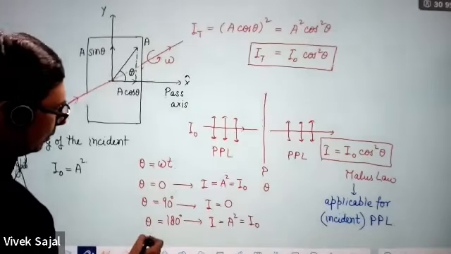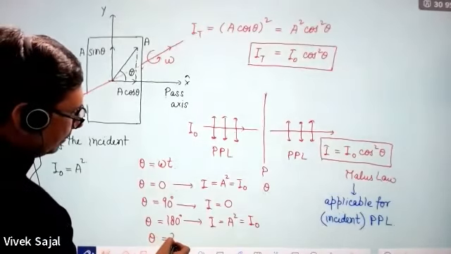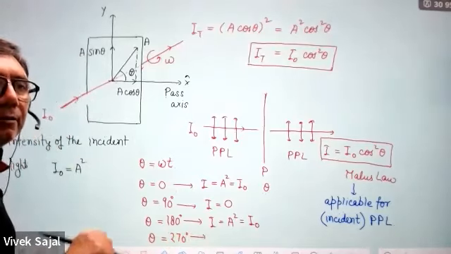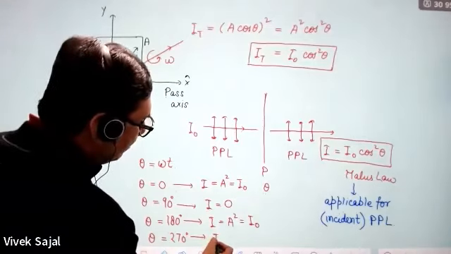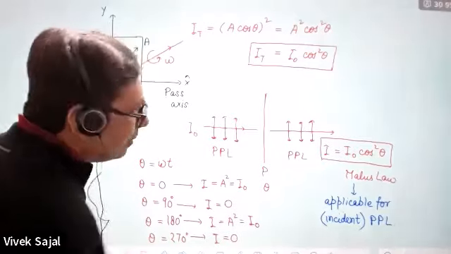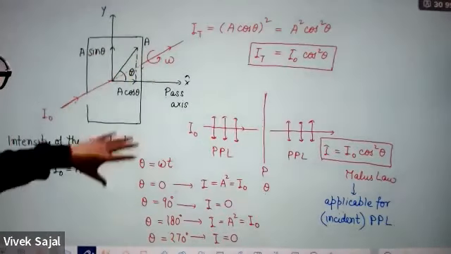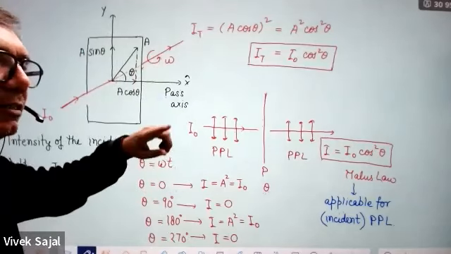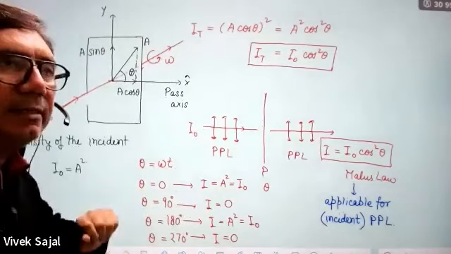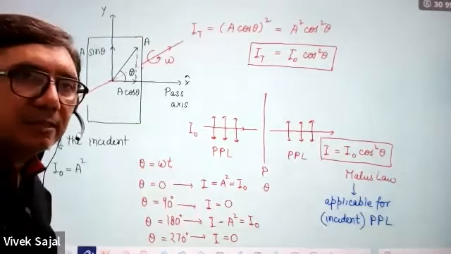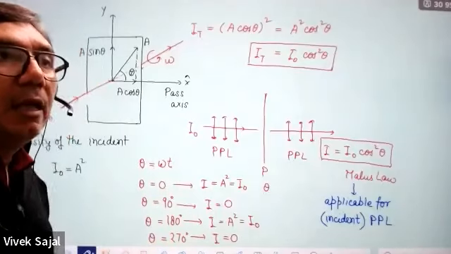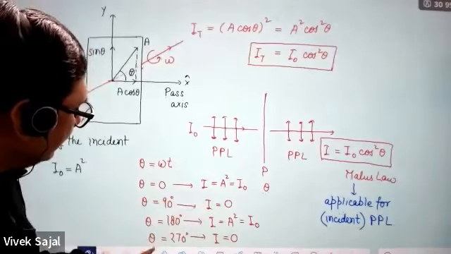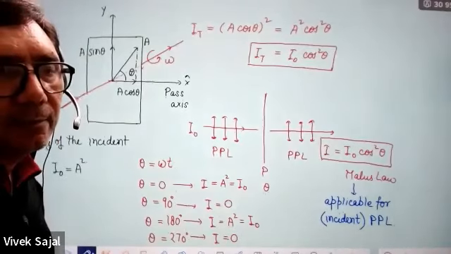When theta equals 270 degrees, the path axis and electric vector are perpendicular to each other again, and the intensity will become 0. So in one complete rotation from 0 to 360, at 0 and 180 the intensity will become maximum. 2 times it becomes maximum in one complete rotation, and 2 times it becomes 0. So intensity is going to be 0 at theta equal to 90 degrees and theta equal to 270 degrees.